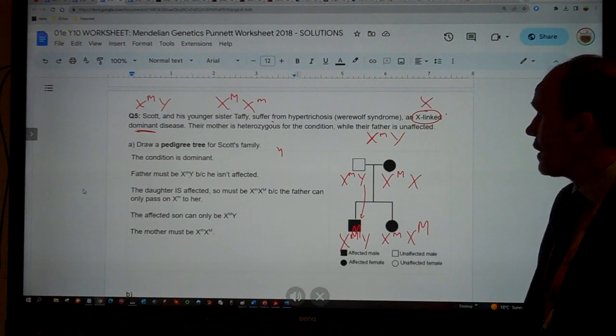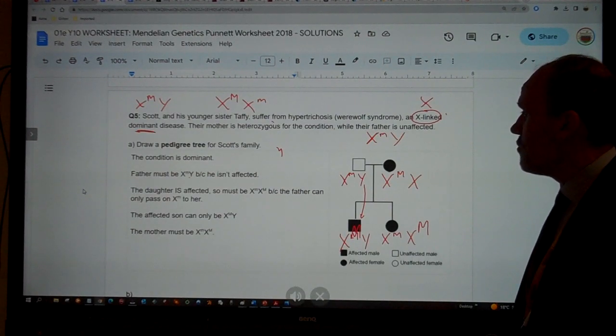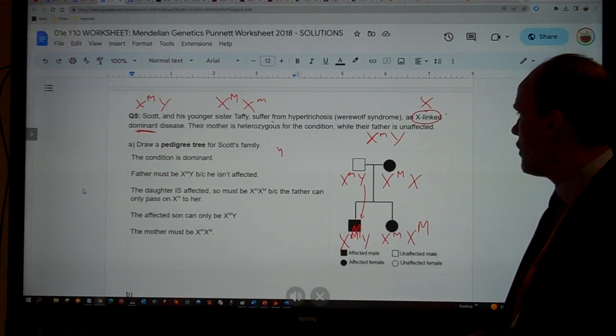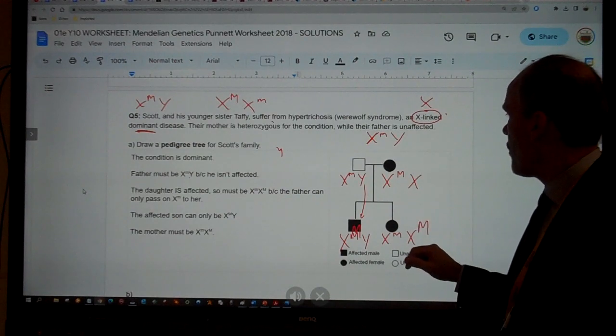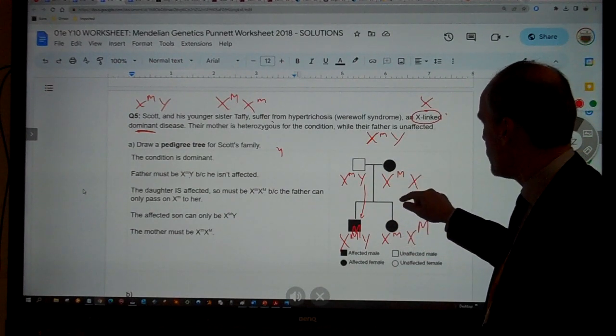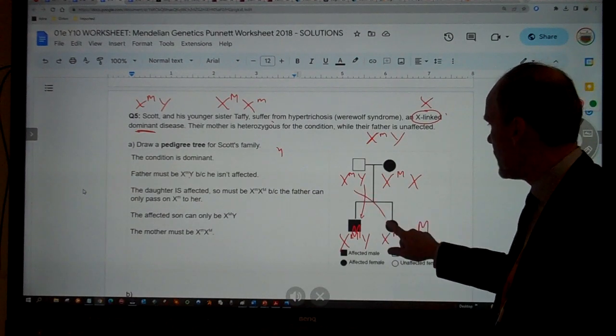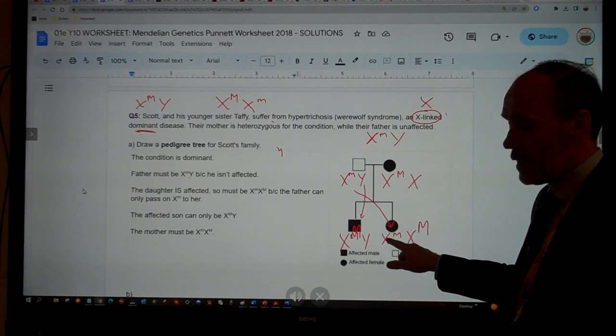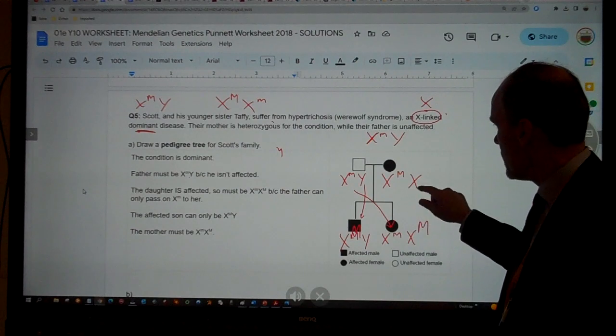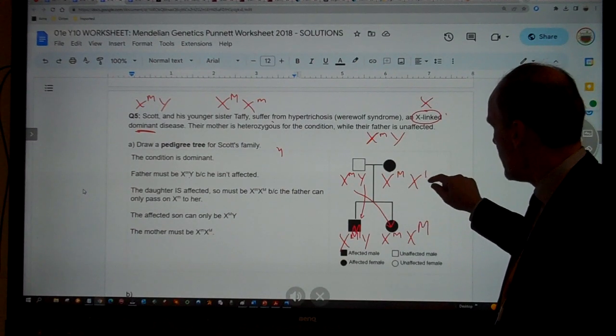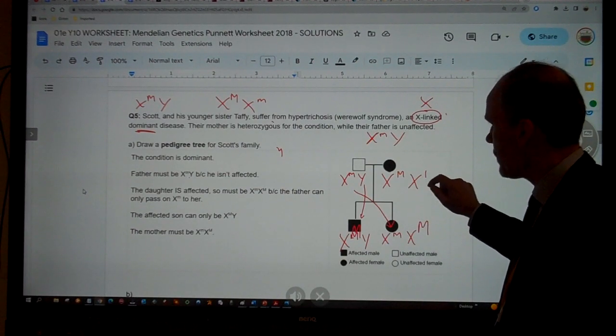And I'm going to have a think about that myself for a moment. I've missed something as I've gone through, because I didn't fill in that before. Right, if the daughter is getting the little m from the father, then she must have gotten a big M from the mother, okay?